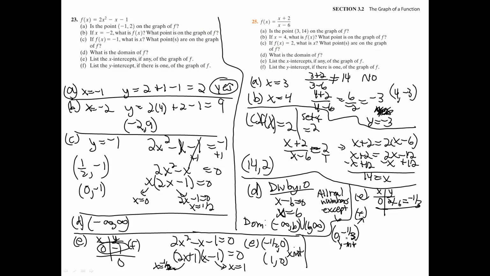And then the x-intercept is a little more complicated. We have to set y equal to 0, but it's a fraction. It's x plus 2 over x minus 6. So we just multiply everything by x minus 6, and we end up with 0 is x plus 2. A fraction is 0 when its numerator is 0, and that's at negative 2. So if y is 0, x is negative 2, and that's the x-intercept. There's only one.